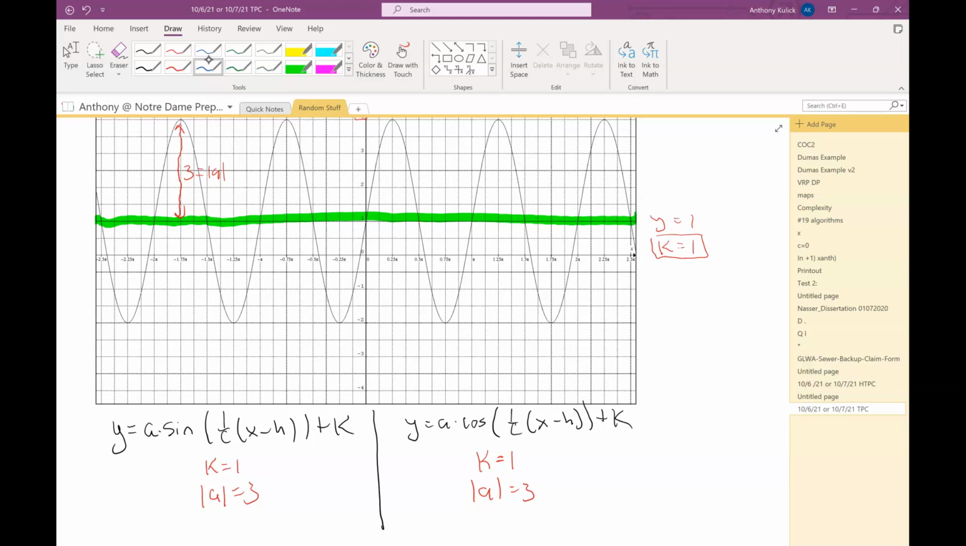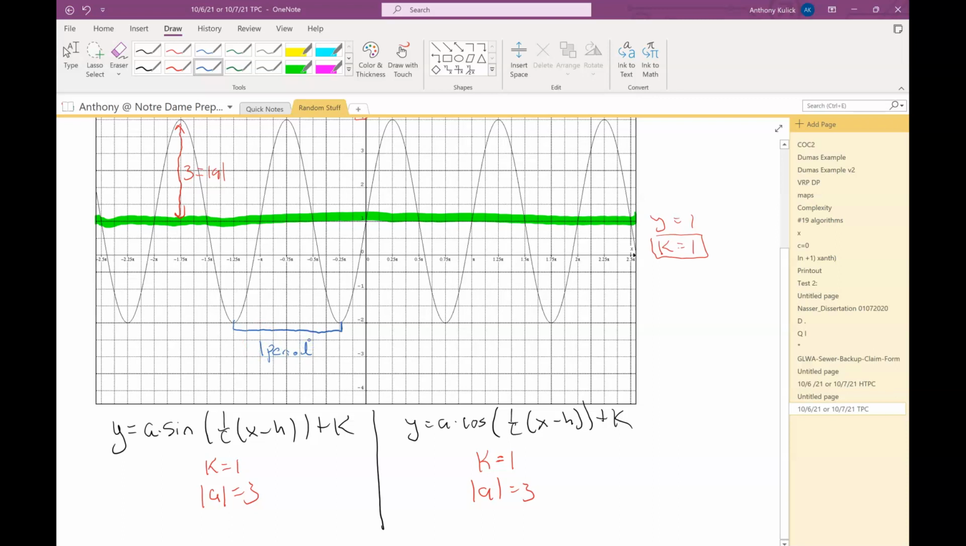So the next thing I'm going to do, I'm going to leave that hanging for right now, is go and find my c. So the c was related to the period. So to figure out the period, I'm going to go from either max to max or min to min. I'm just going to look at how far it is horizontally. So this distance is 1 period, going from min to min or max to max.